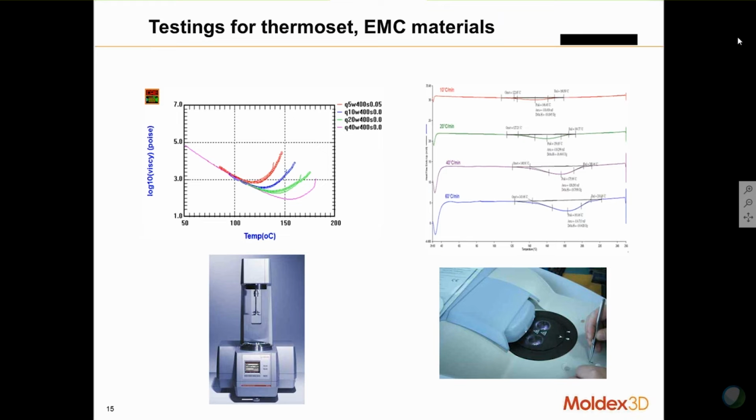What we usually see here is a very distinctive transition. The viscosity will first drop as you increase the temperature. And then as you continue to increase the temperature, the curing effects kick in, and the cross-linking will become more important. So the viscosity will increase sharply. So this is the viscosity for thermoset materials. And of course, we will also use a DSC to help us determine its curing kinetics. So these are the testing capabilities that we have for thermoset materials.